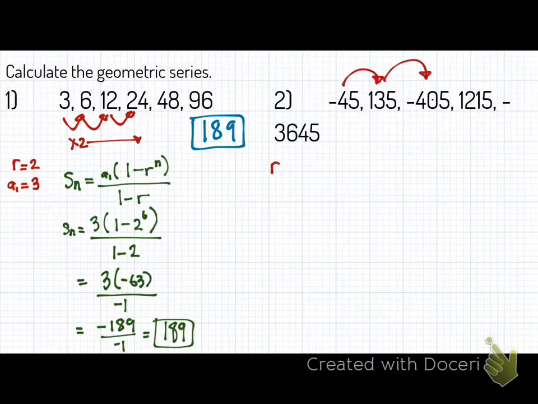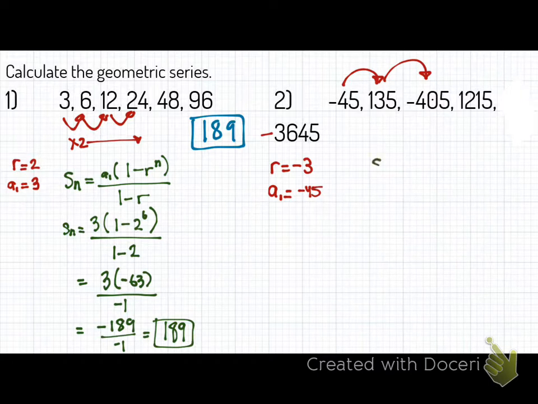Okay, so the first thing I want to do is see if it's a common ratio, and I notice this is a geometric sequence, so I'm going to figure out what the common ratio is, and this is negative 3. I know that negative 45 times negative 3 is positive 135. Positive 135 times negative 3 is negative 405, and so forth, right? Then I know my first number, a sub 1, is negative 45. Oh, sorry, this negative sign has to go all the way in front here. So we got a total of 1, 2, 3, 4, 5 numbers, okay?